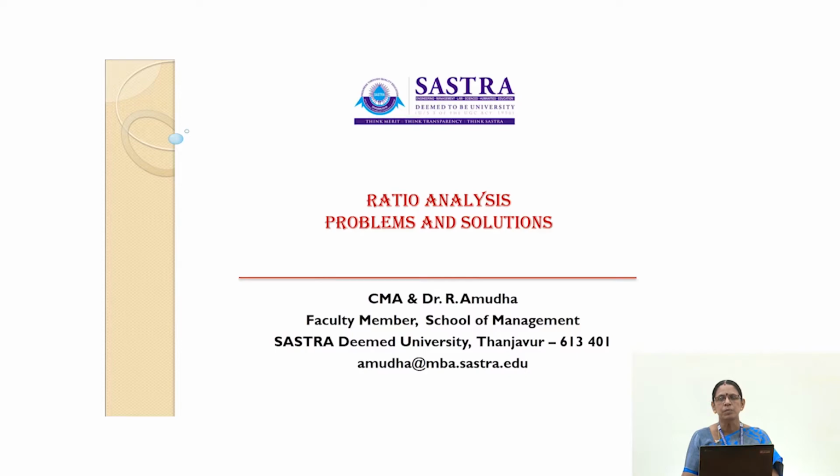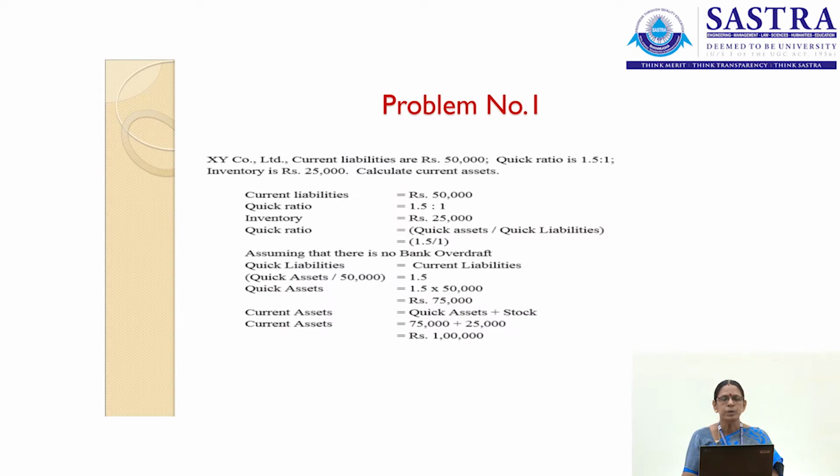Let us now see the problems and solutions in ratio analysis. First one, problem number 1. We have current liabilities as 50,000 rupees, quick ratio as 1.5:1, inventory as 25,000. Calculate current assets.